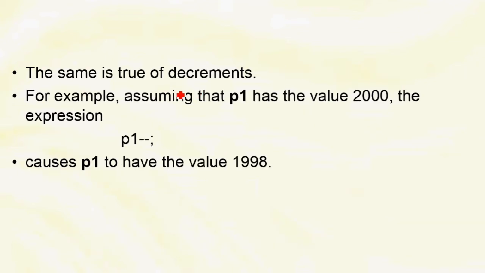Next, the same thing we can do for the decrement operation. Suppose P1 is a pointer whose initial address is 2000. Then using P1 minus minus, the result is not 1999, it is 1998. So 2 bytes are decremented because P1 is an integer pointer and integer size is 2 bytes. So 2 bytes we decrement from this location, so that it points to the previous value.